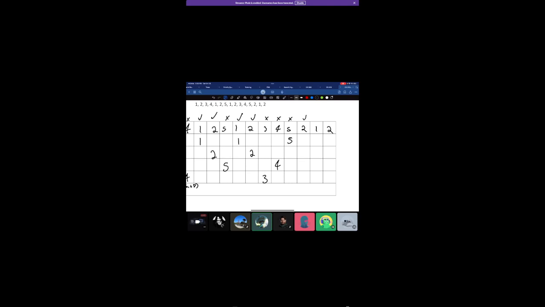Then we get a hit on 2, another miss on 1. So the least recently used was 2, 3, 4, 5. So we're going to place where the 2 is. And then from that, we get a miss on 2. So we have to replace it with 3, 4, 5, 1. So we're going to place with the 3. So that goes there.